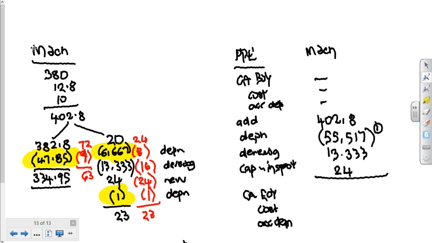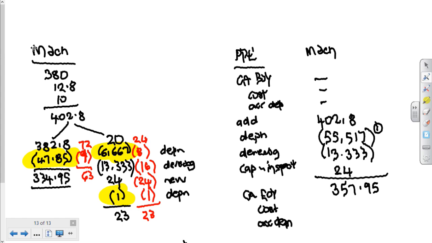So then at the end, our balance is the 334.95 plus the 23. Can I do it in my head? I think I can. 357.95. Sorry, the derecognition is also a minus. Let's just double check that that works. And this is exactly the same as the example that we worked through in class, isn't it? I even showed you the note. 402.8 minus 55, 517 minus 13,333 plus the 24, 357.95.